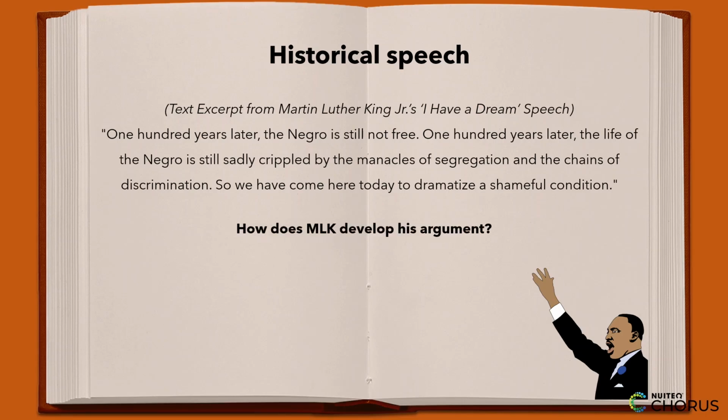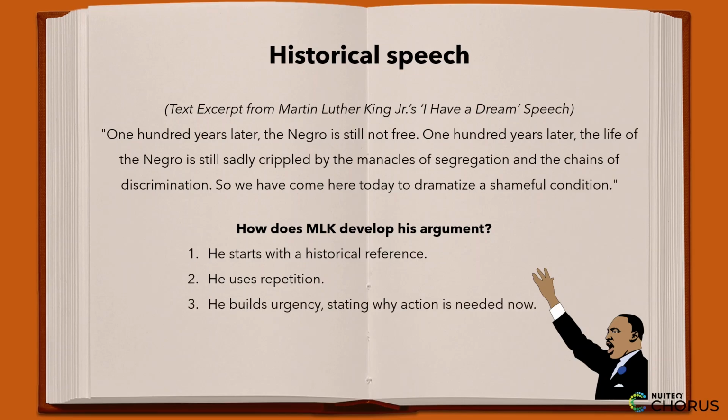How does MLK develop his argument? He starts with a historical reference that slavery ended 100 years ago. He uses repetition, for example, 100 years later, to emphasize continued injustice. He builds urgency, stating why action is needed now. By connecting past, present, and future, King structures his speech to inspire action and change.